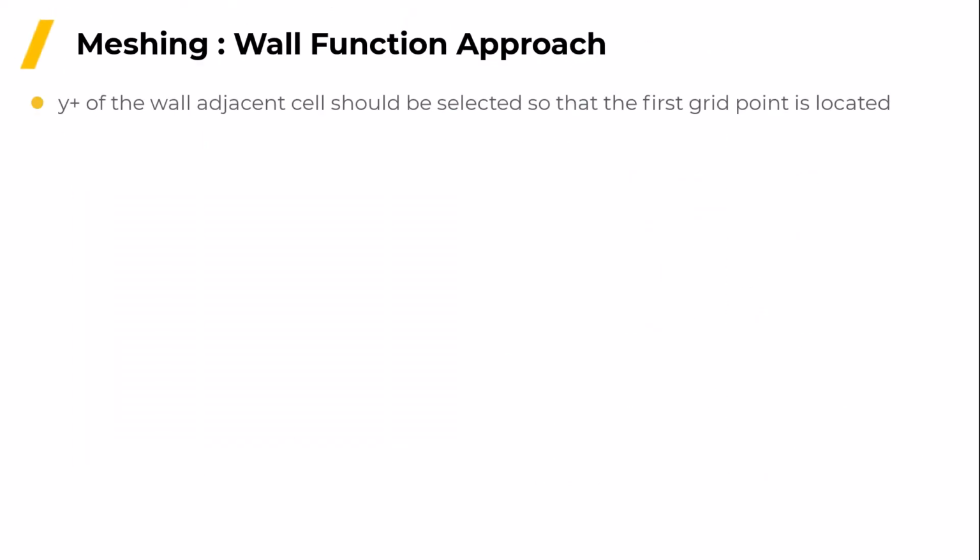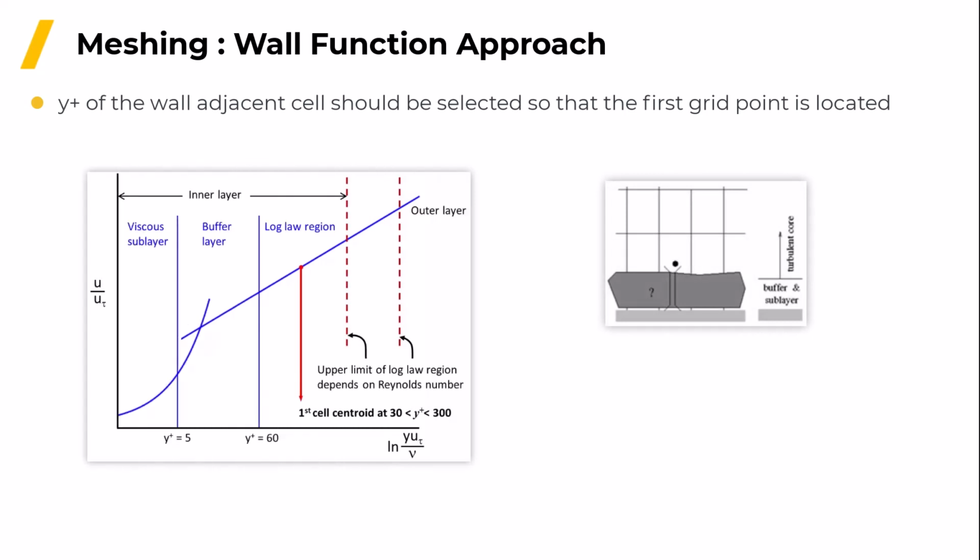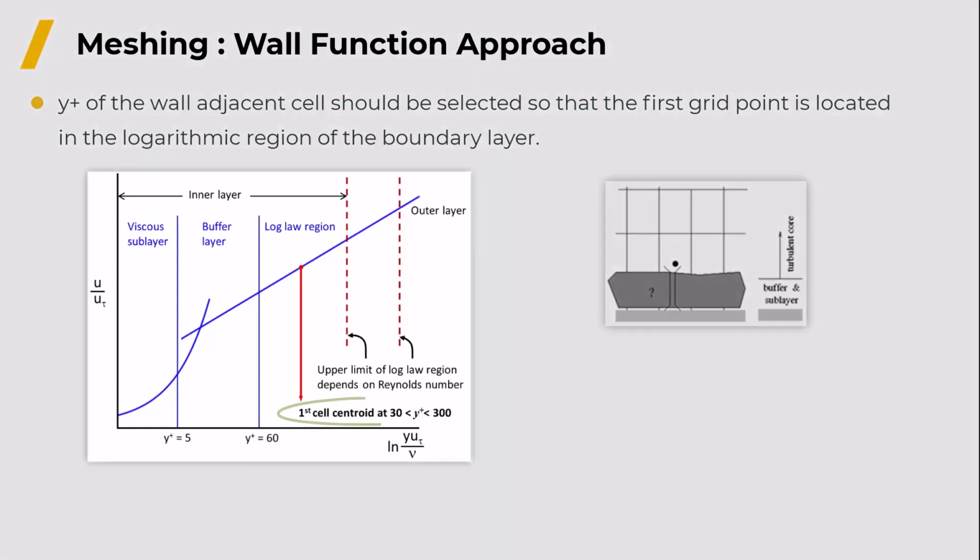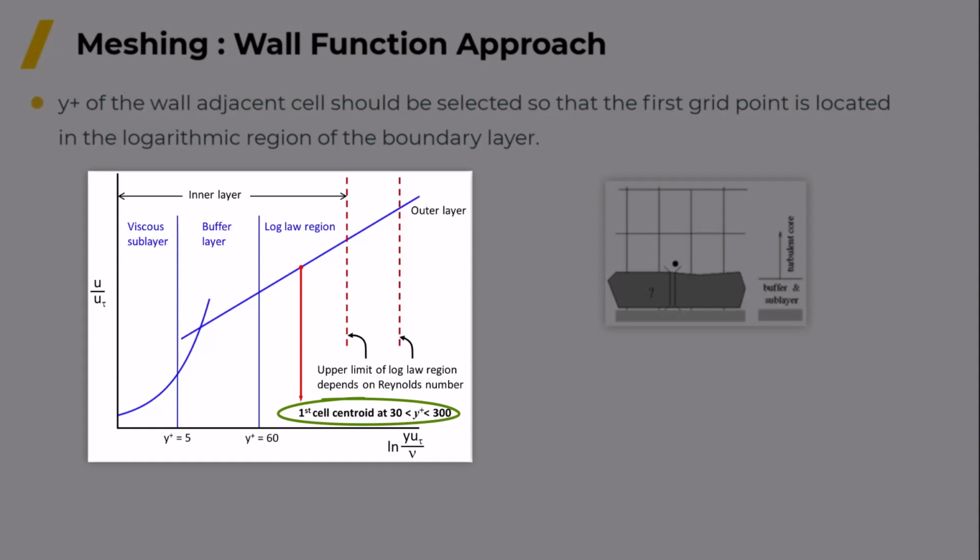For a wall function mesh, Y+ of the wall adjacent cell should be selected so that the first grid point is located in the logarithmic region of the boundary layer. A quick and dirty guideline that's often recommended is for Y+ to be between 30 and 300, but please be very careful in how you interpret this.